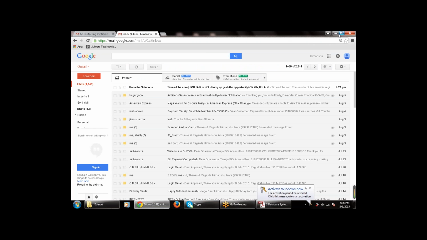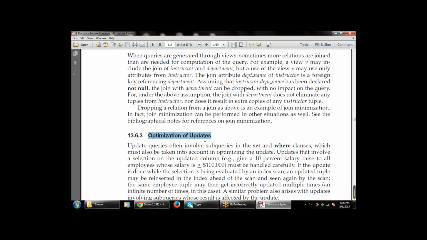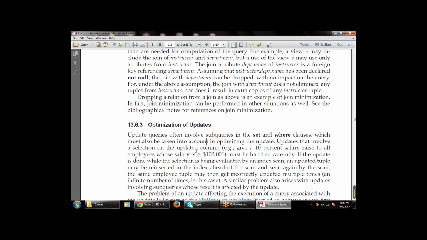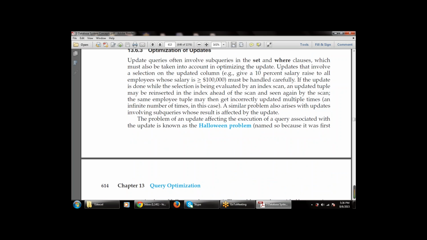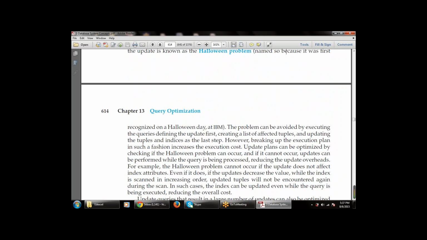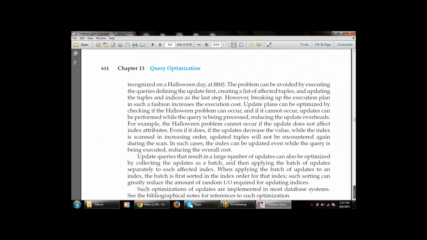Then the next advanced feature is optimization of updates. Whenever there is an update, it must be optimized. Whenever there is a set clause or a subquery in an update, it must be handled properly, including in the set and where clauses. For example, set the amount to 1 lakh, and the where clause looks for the condition. That is the optimization of updates. There is a problem associated with updates known as the Halloween problem, named because it was recognized on Halloween Day at IBM. Halloween Day is celebrated in the USA.